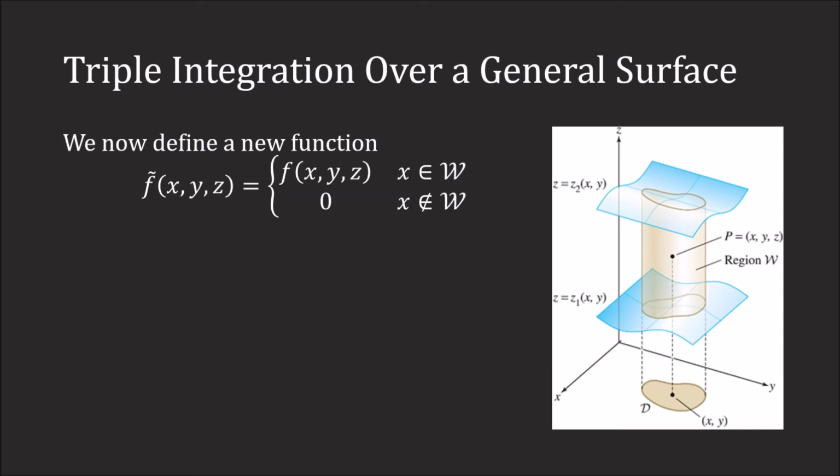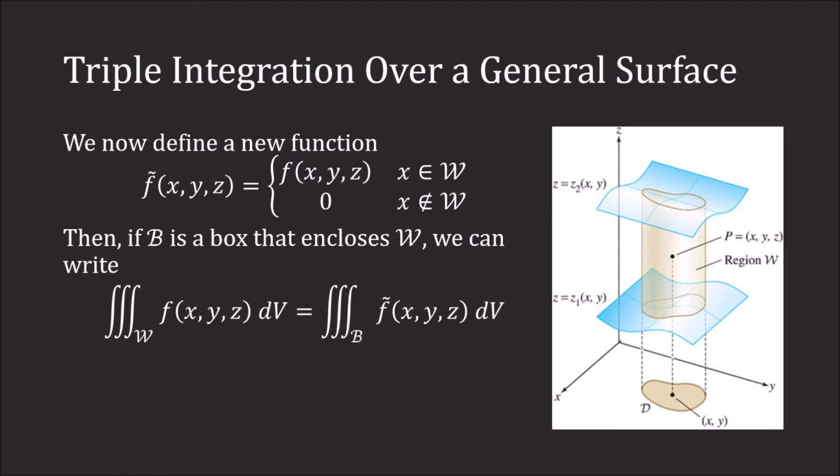So we now define a new function, just as we did with double integration, f tilde, which will be f of x, y, z whenever x is in W, and 0 whenever x is not in W. Then, if B is a box that encloses W, we can write the triple integral over W of f of xyz dV is equal to the triple integral over the box B of f tilde of xyz dV. And this will now allow us to extend Fubini's theorem.